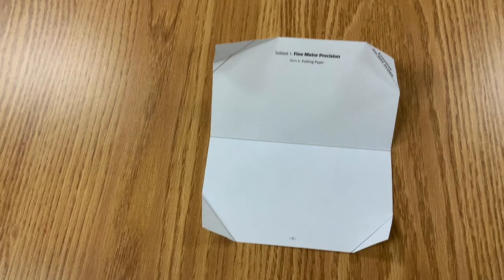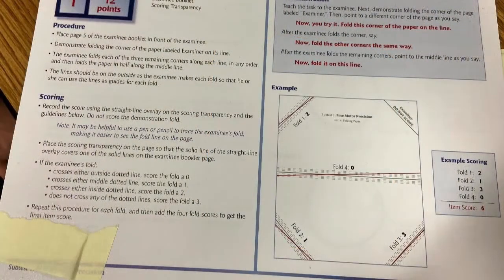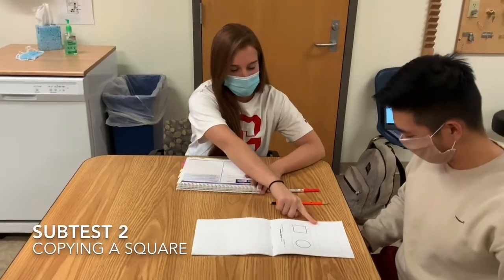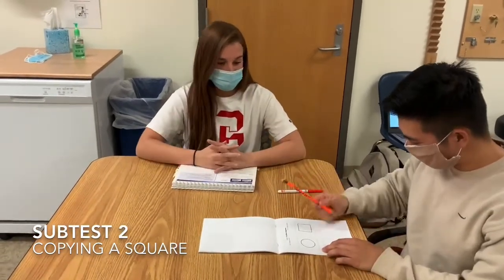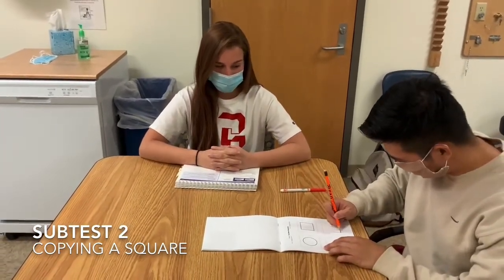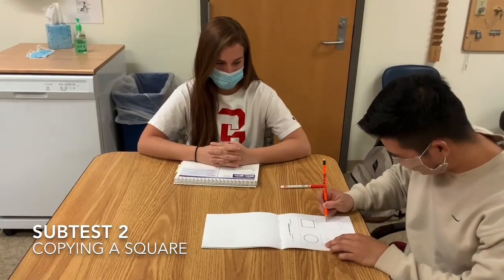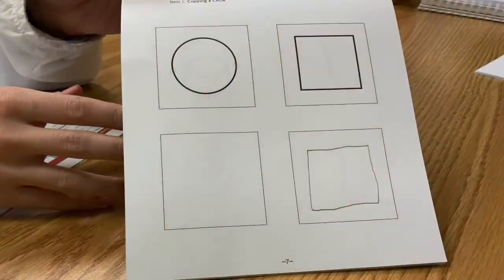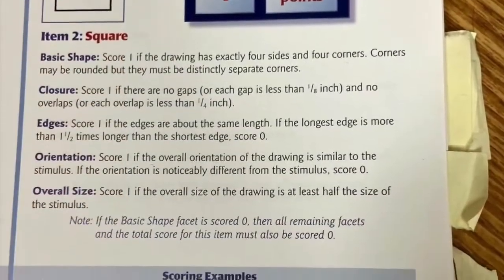Maggie received a raw score of 2 since her top left fold and bottom left fold did not align with the folding lines. Draw this shape right here and try to make it look just the same. Ready? Begin. Nice job. Joe Rich received a raw score of 5 based on his accuracy when copying the square.